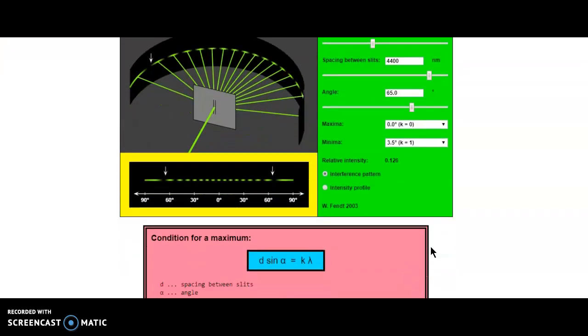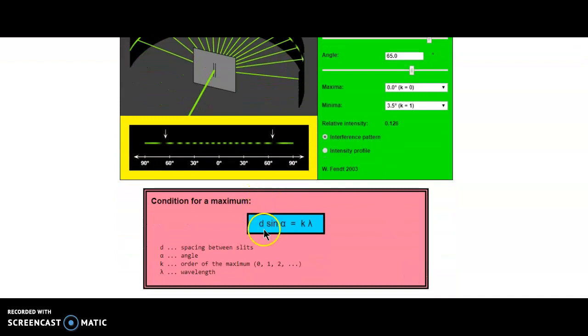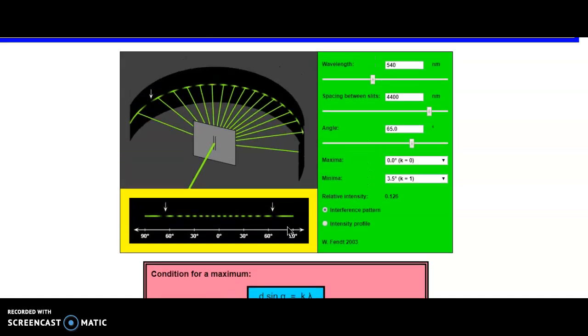So my students, this is how we are going to use the maxima equation: d sine theta equals k lambda. In your book you might see m instead of k, but don't worry, they give the same meaning. d is in meters, k is only a number and does not have any unit, lambda is in meters, and theta is an angle. So let us take an example. We will trust the equation and use it to get the answers for our question.